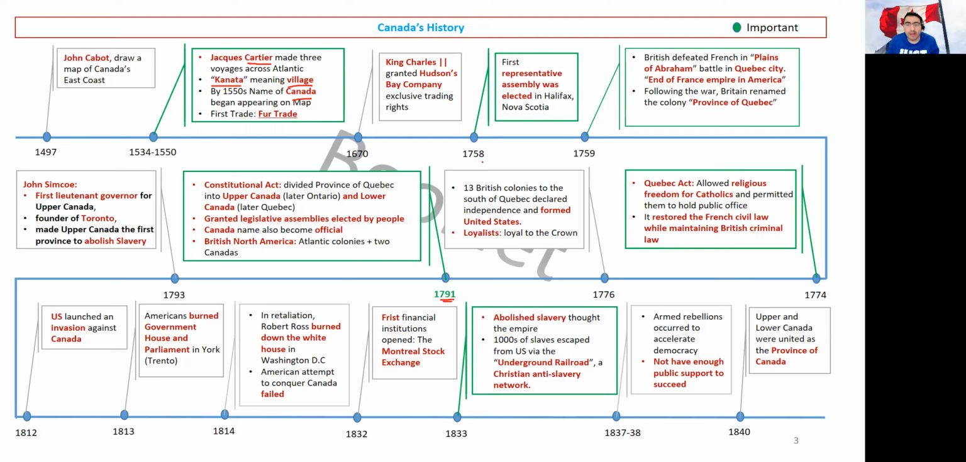And the next event will be 1758, which is when the first representative assembly was elected. Where? In Nova Scotia. In which city? In Halifax. This can also be a question. So the first representative assembly, which is done through elections, happened in Nova Scotia in 1758 in Halifax.